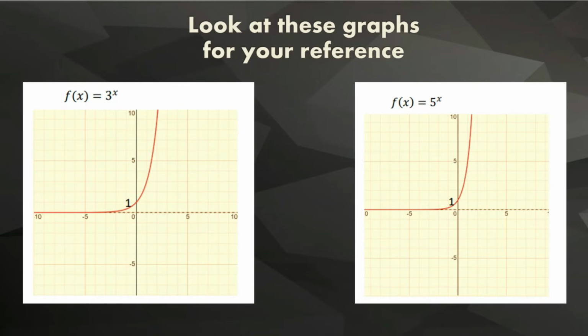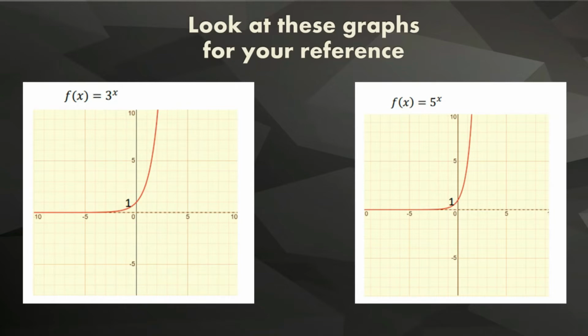Mapapansin ninyo, they have the same curve. They have asymptotes on the x-axis. They also pass through the point 0, 1, which is this. And if you look closely, yung kanilang mga curve ay magkaiba ng distance from the y-axis. Kung papansin niyo sa 3 raised to x, medyo malayo siya kumpara sa 5 raised to x na halos malapit na.